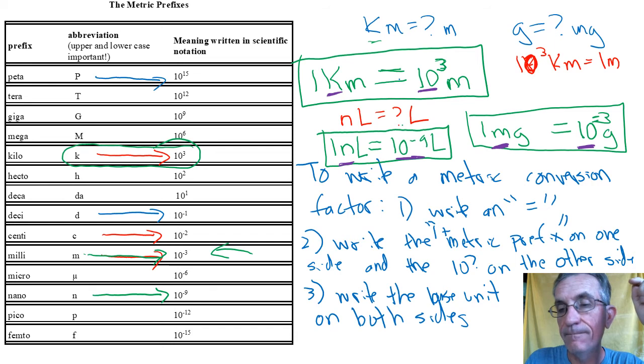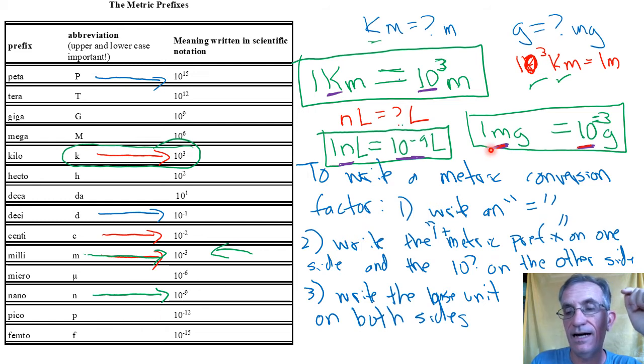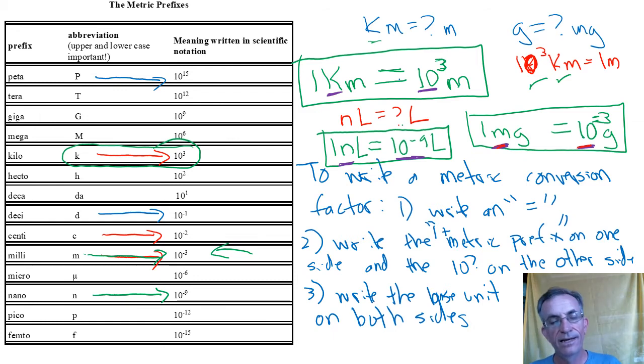So the m, the letter, and the 10 to the minus 3 are on opposite sides. If you ever have the letter and the 10 to the whatever next to each other, that is a problem. That is a mistake, all right? They should never be on the same side. Always on opposite sides. Letter, number, letter, number, letter, number, all right? I hope that makes sense.